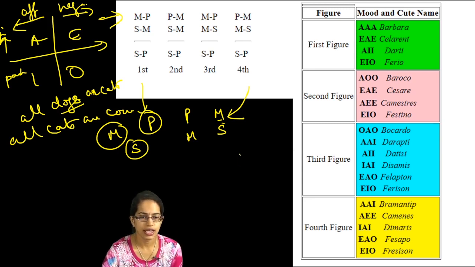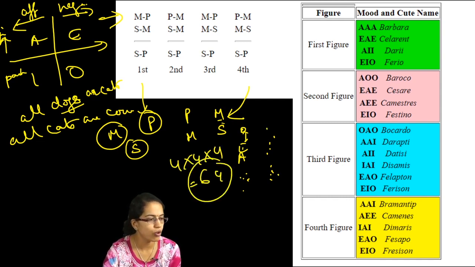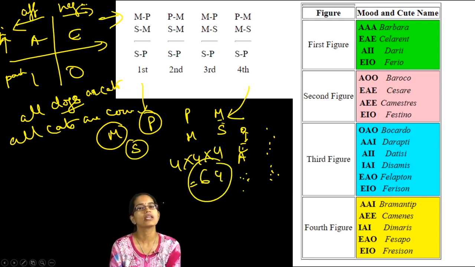Now, since A could be on 4 positions, here, A means affirmative. Okay, so A could be on these 4 locations, E could be on any of these 4 locations, I could be on any of these 4 locations, and O could be on any of those 4 locations. So what could be the possible combinations? It would be 4 into 4 into 4, that is 64 different ways under which I can solve this.